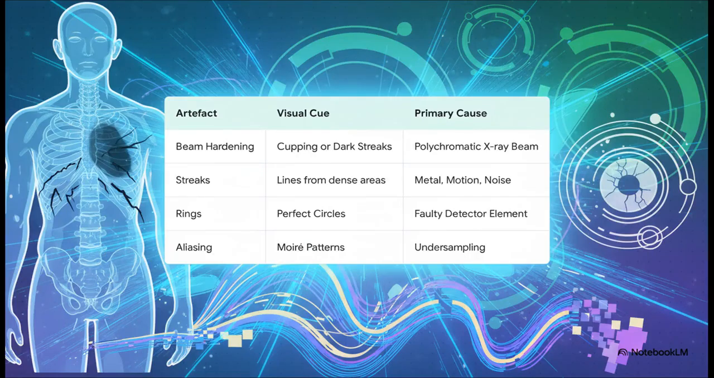Okay, so let's do a super quick recap of our ghost hunting field guide. If you see cupping or dark streaks between dense bones, you're looking at beam hardening. If you see other aggressive streaks, think metal, motion, or photon starvation. See a perfect circle? That's a faulty detector. And if you see those weird wavy moire patterns, that's a dead giveaway for aliasing from undersampling.